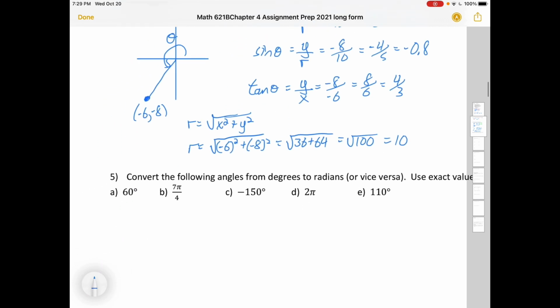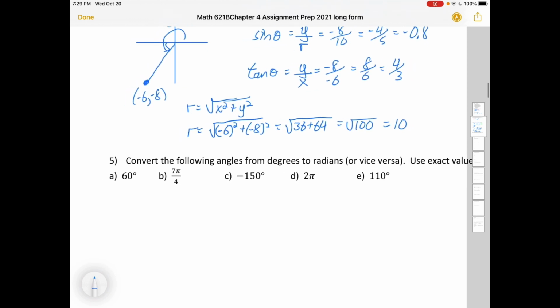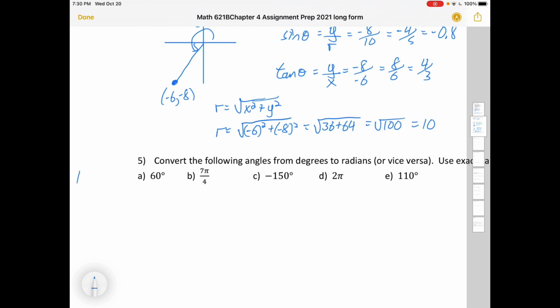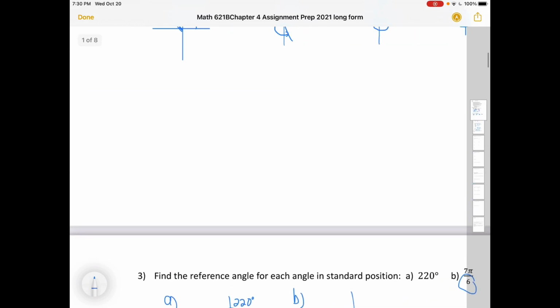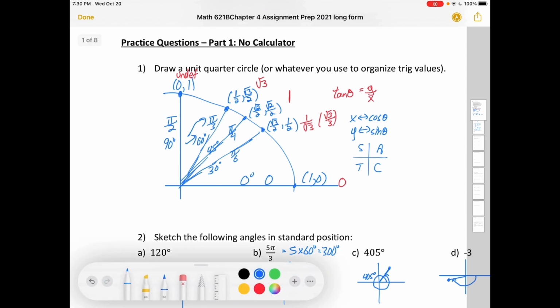All right, convert the following angles from degrees to radians or vice versa. So convert it to the other one. The big guiding idea here is that pi radians is 180 degrees. So 60 degrees is going to be 1/3 of 180, or pi over 3. Now this stuff is also on your unit quarter circle. 60 degrees and pi over 3, you can see them right here. Okay, they're given to you in their conversion in the unit circle, or unit quarter circle.